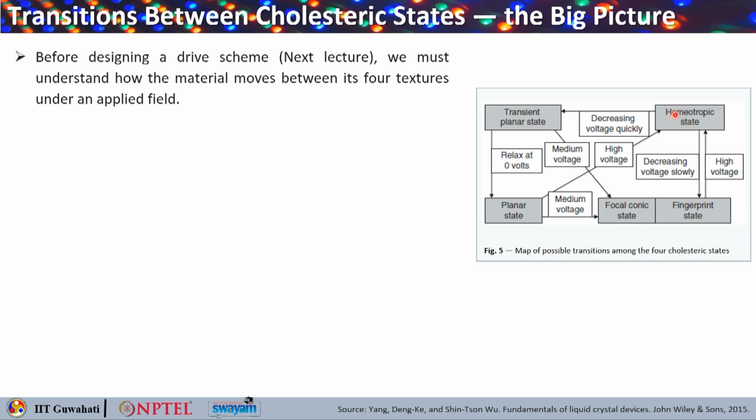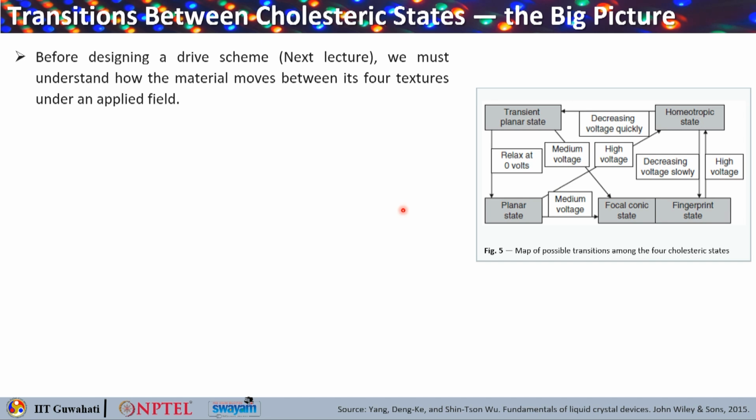From homeotropic, decreasing the voltage quickly, you can go to the transient planar state, and then if you relax at 0 voltage it will get to the planar state. Upon applying medium voltage you can come to the focal conic state, and similarly from this, if you directly apply medium voltage you can come here. From the planar state with high voltage you can also come to the homeotropic state. Now, why are these transitions important?